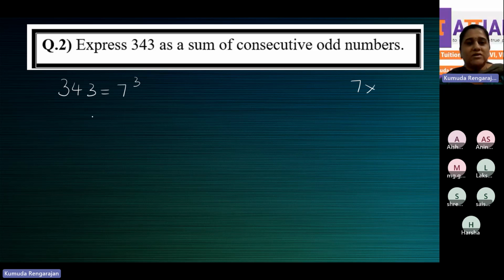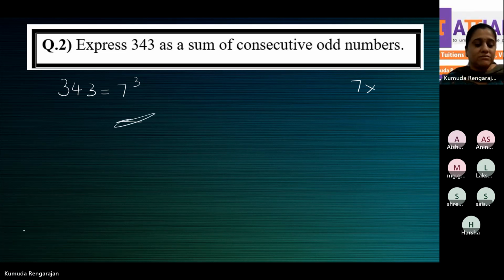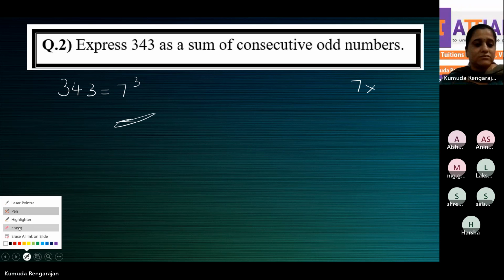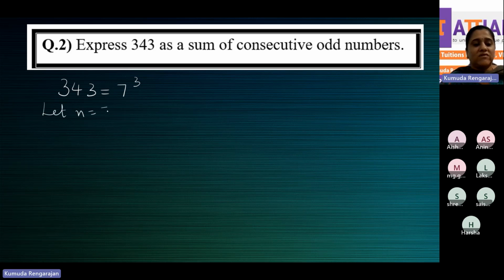So you know it is 7 cubed. You don't know from which odd number to start, but from there you have to add 7 consecutive odd numbers. You know that, but from which number to start? For that, the rule is: you must say let n be equal to 7. You cannot say let n be equal to 8. If it is 7 cubed, n is 7 only. So let n be 7.